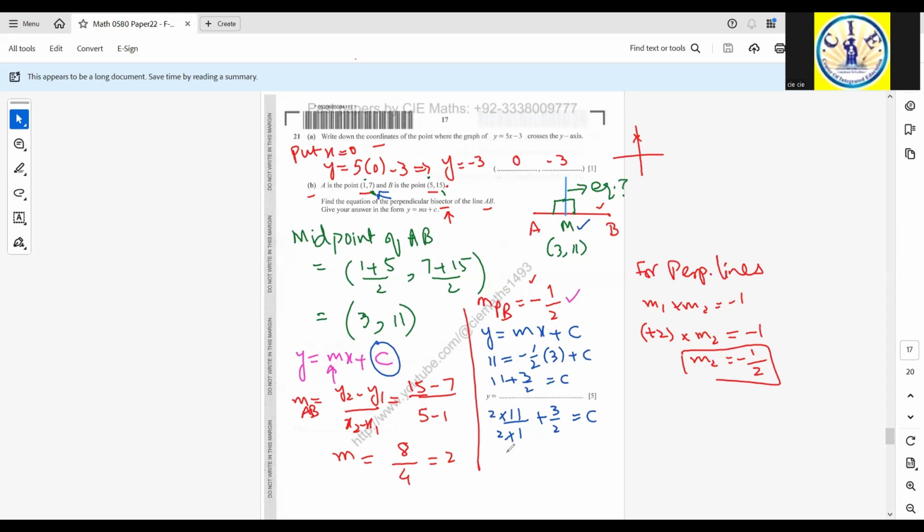That is 22 plus 3 by 2 is equal to c. That is 25 by 2. So the value of c can be written as 25 by 2. So finally, the equation is y is equal to mx plus c. y is equal to negative 1 by 2 x plus 25 by 2. Or for more simplification, I can write it down as y is equal to negative 1 by 2 x plus 12 whole 1 by 2.